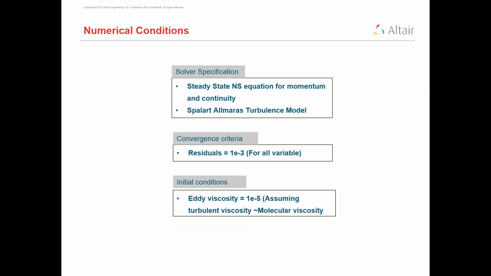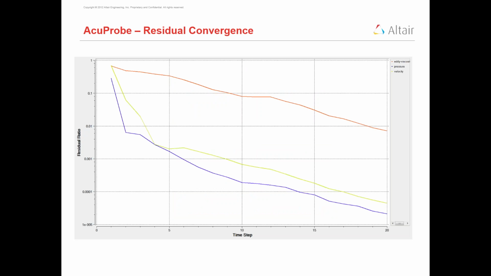So solver specifications. This is a steady state Navier-Stokes equation for momentum and continuity. We use the SA turbulence model, that is the Spalart-Allmaras turbulence model. The convergence criteria is around 1e-3. Eddy viscosity we normally give to initialize. For every simulation wherever we use the SA turbulence model, you initialize the eddy viscosity to 1e-5. This is the residual convergence. If you see, it has solved up to 20 time steps. The convergence for pressure and velocity has been achieved, which is well below 0.0001, that is 1e-3.